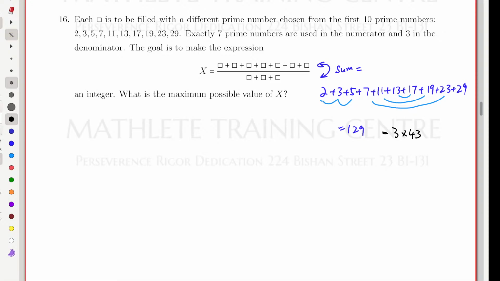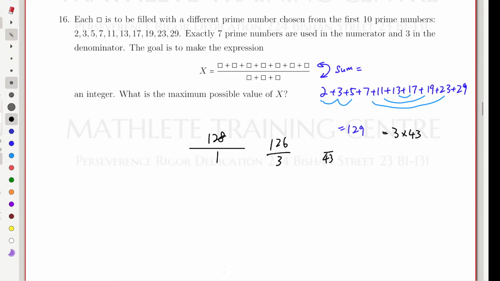Okay. So firstly, one idea is maybe we can make it 128 over 1. This is going to be a whole number. But of course, it's impossible for the denominator to just equal 1. What else can you do? Well, you're looking for the next factor, 3. So 3 can also work. This will be 126 over 3. It's still going to be a whole number. But again, 3 is too small for the denominator.